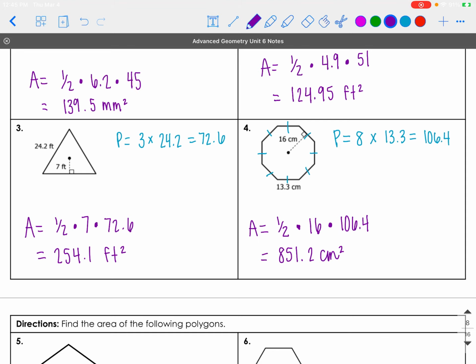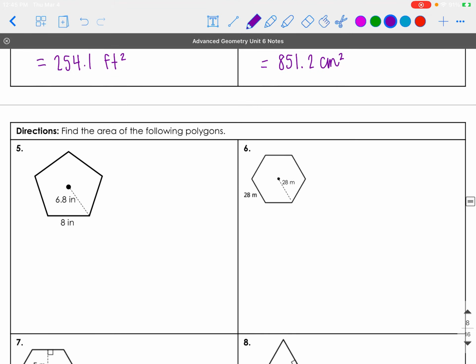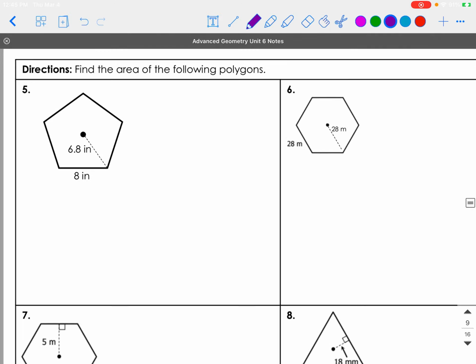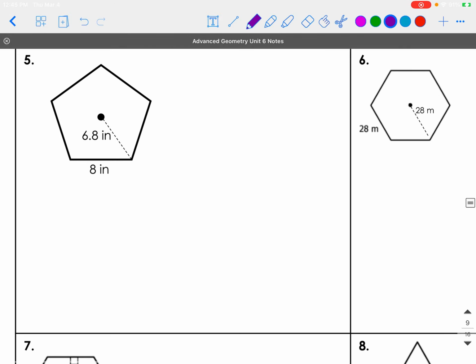So you didn't think that I'd let you have all easy questions. If you're given the radius instead of the apothem, you can't use the radius in the formula. We have to find the apothem. So I'm going to make a right triangle. So this side that I'm highlighting right now would be my apothem. The 6.8 was the radius.